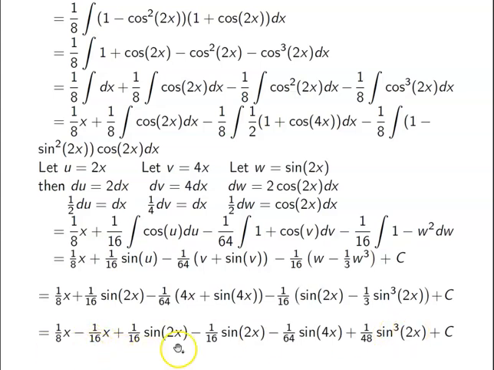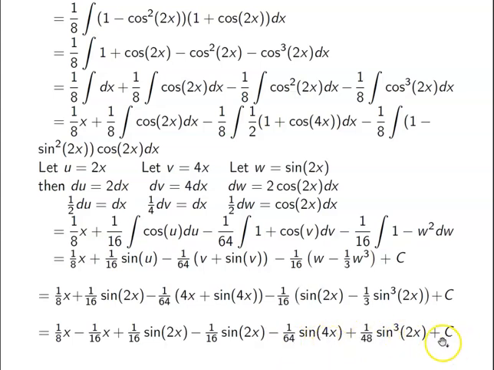I have two x terms. These are my sine of 2x terms. There's only one sine of 4x. There's only one sine cubed. So these last two can't combine, but the first two and the middle two can combine. So 1/8 minus 1/16, that's going to leave me with 1/16. And then these two will cancel. So I should have 1 over 16th x.